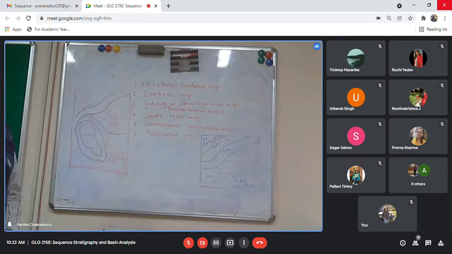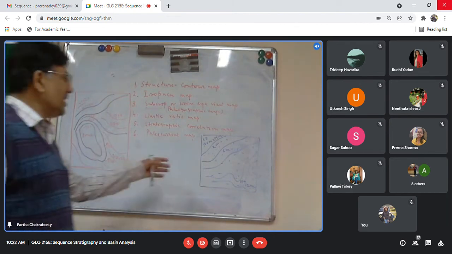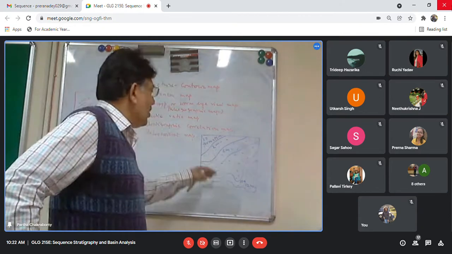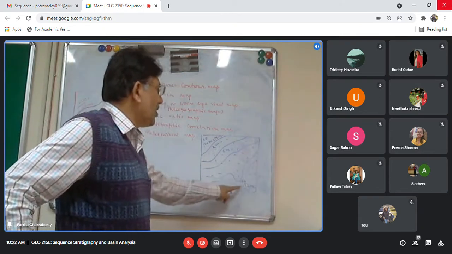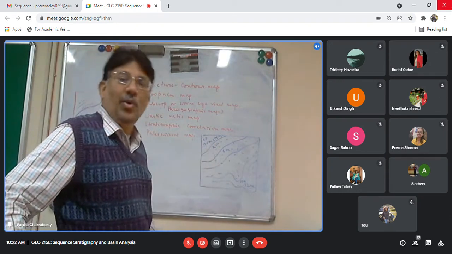You are basically making an isopach map, and depending on the equal thickness points, you are drawing the contours. For a sandstone horizon, you see that 12 meter is the contour line here, then you get 2 meter, and then there is no formation. What does it mean?